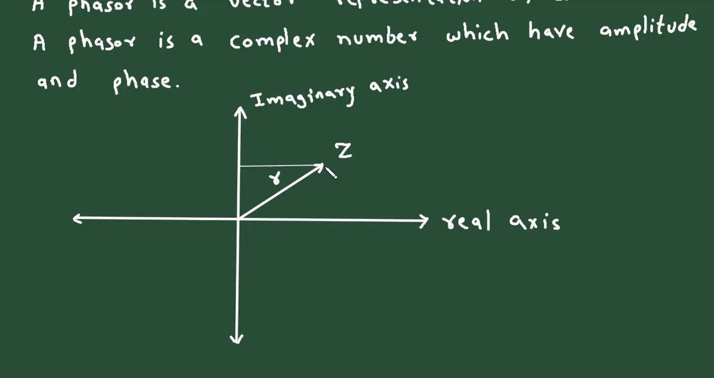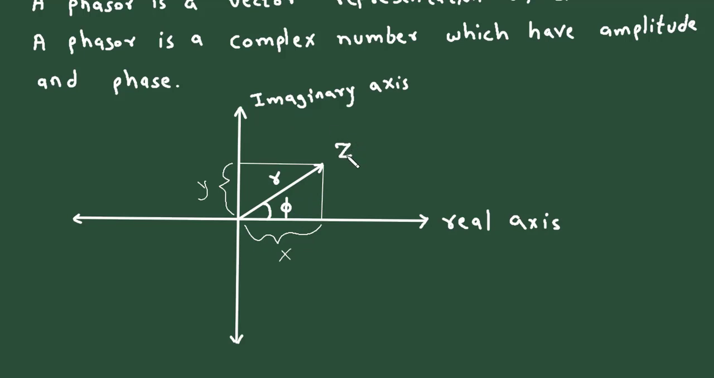Now from here to here this will be the y component of phasor, and from here to here this is x component. This is x, and this angle with reference to this real axis, it is phi.